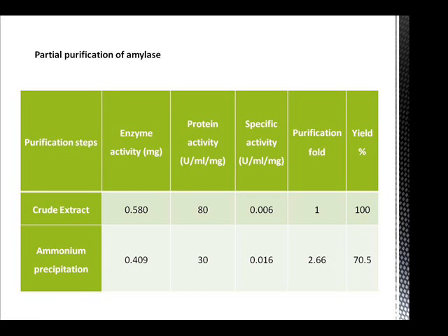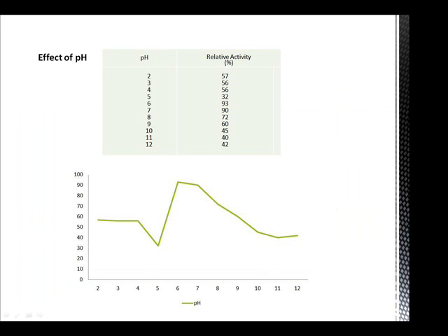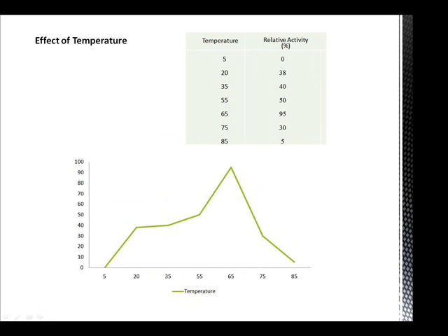Partial purification of amylase is done by the ammonium sulfate precipitation method and estimation of enzyme activity is done by the Bernfeld method. The effect of pH on amylase activity is studied for different pH values ranging from 2 to 12. The effect of temperature on amylase activity is studied for different temperature values ranging from 5 to 85.